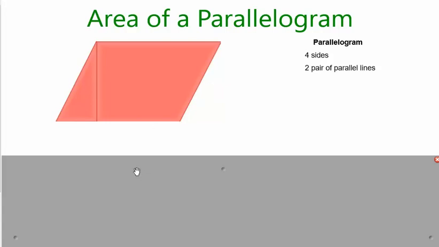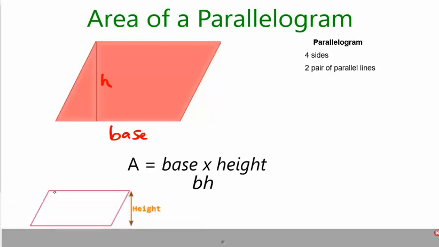Now, the reason for this one, if I were to just cut this little piece off of here, it just forms, again, a rectangle. So it's just length times width. However, because this one doesn't have four equal sides, we actually call this a base and a height. This is going to be the base. Let me write that. This is my base, and this is the height of my parallelogram. So it's going to be base times height.